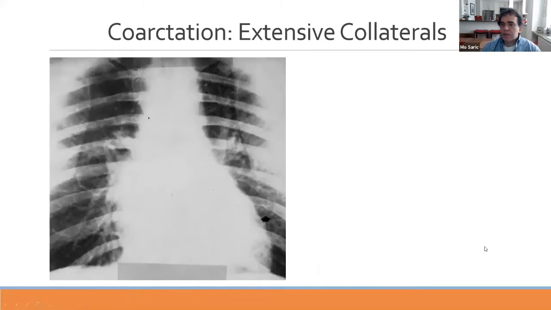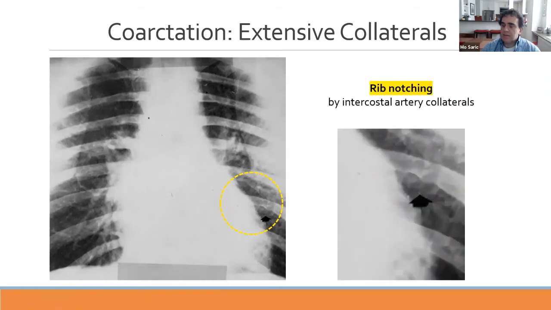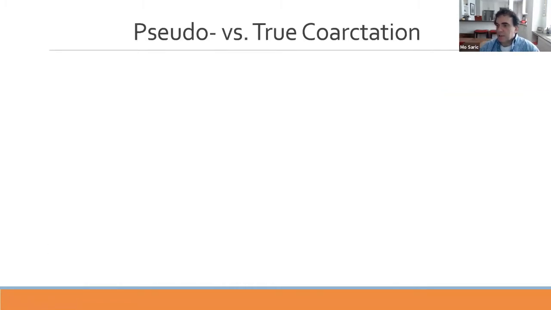On a chest X-ray, extensive collaterals can be recognized by notching in the ribs. Rib notching by intercostal arteries is a relatively insensitive finding, but if you do see it, it's indicative of these extensive intercostal collaterals that then erode into the ribs, creating these notches.